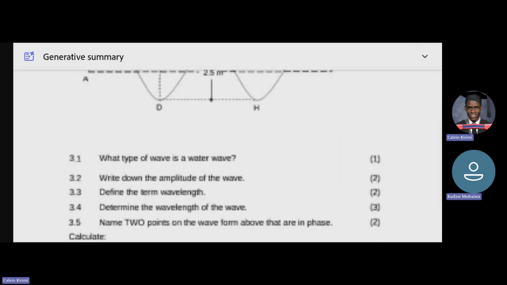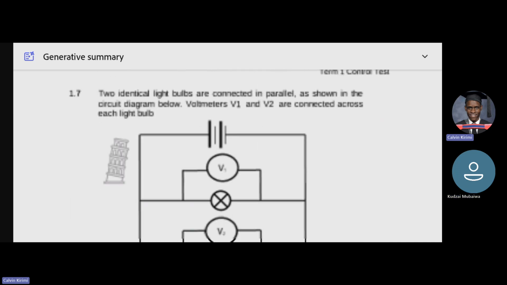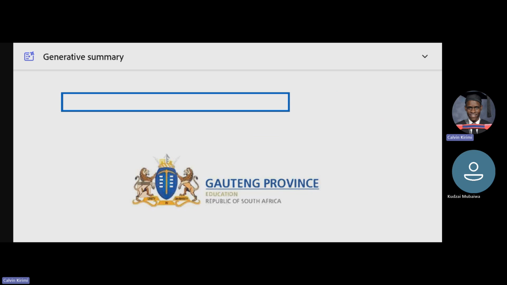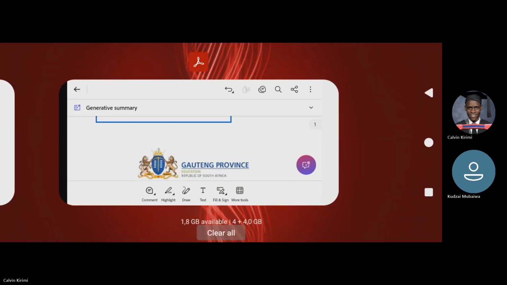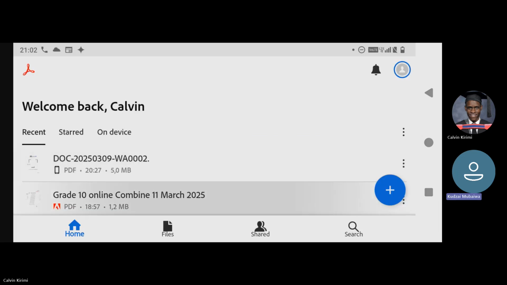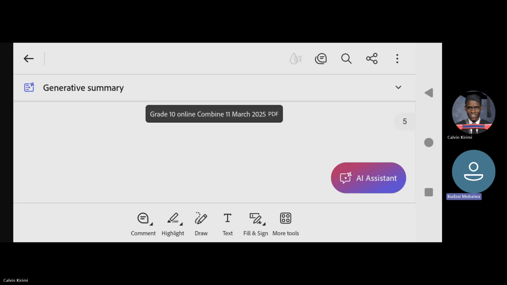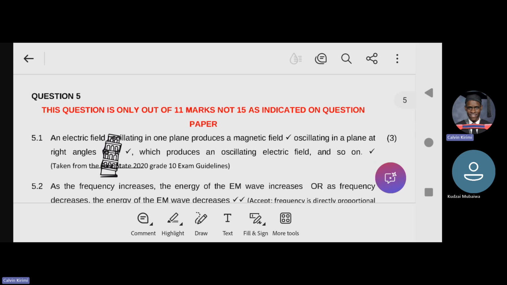Let me give the proper definition so that you can understand and don't waste time. Five point one. This is an electromagnetic wave.